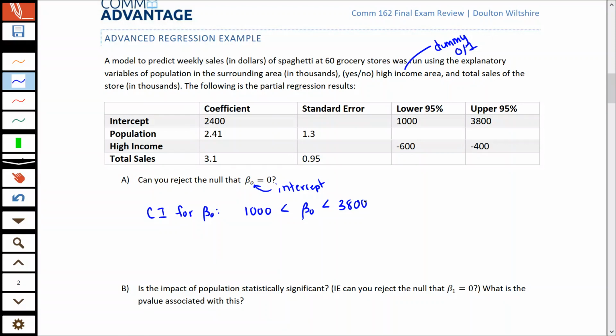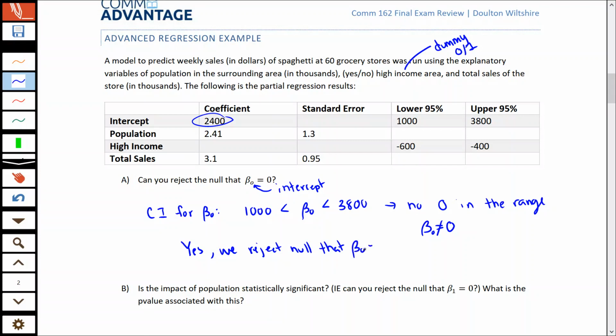So when we look at this, there is no 0 in the range. And because there's no 0 in that range, we can say that beta is not 0. Remember, that confidence interval is more like a range of possibilities. Beta 0, yes, we've said that it's actually 2,400, but really could go anywhere from 1,000 to 3,800, but it doesn't really matter because that doesn't contain 0. So can we reject the null? Yes, we reject the null that beta 0 equals 0, as beta cannot be 0.